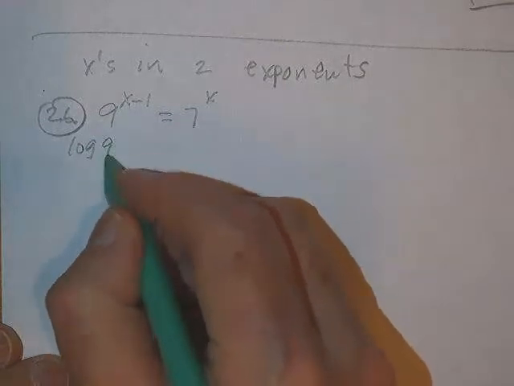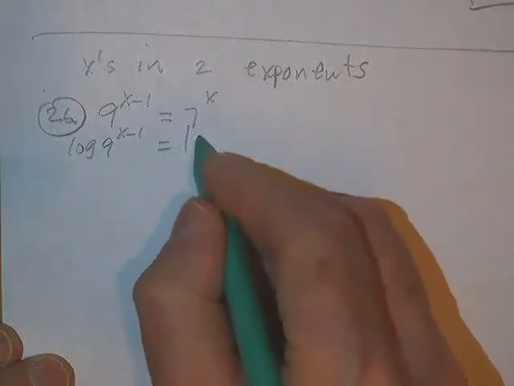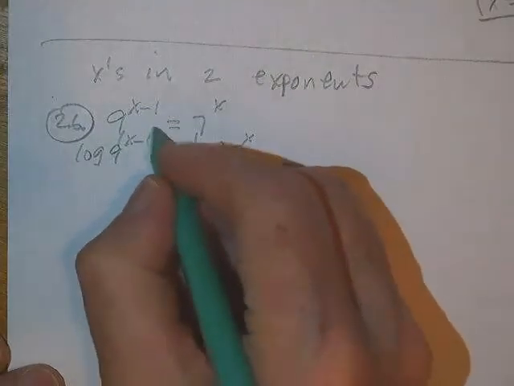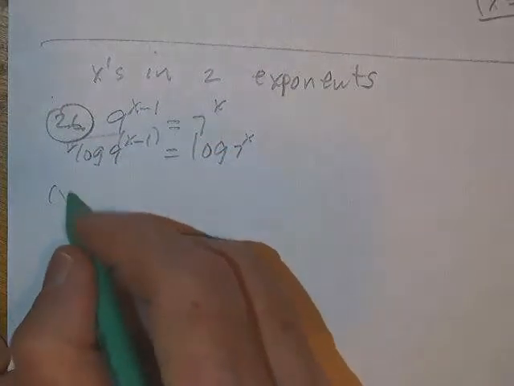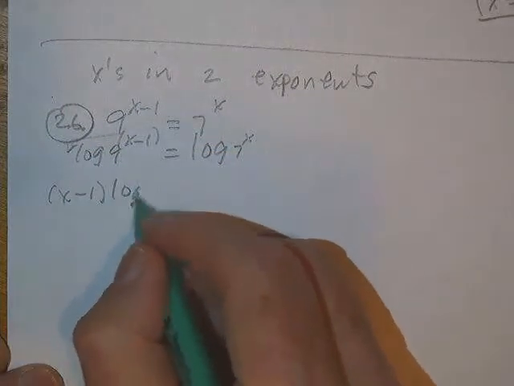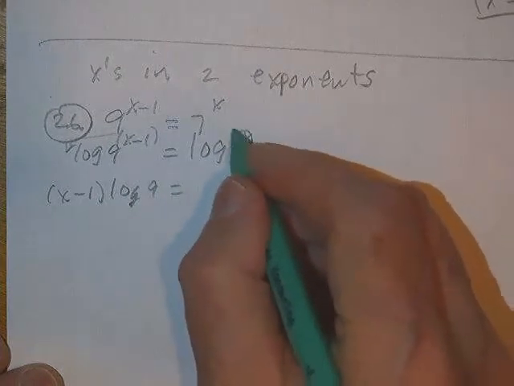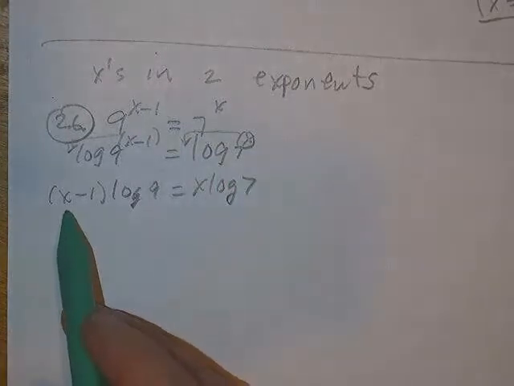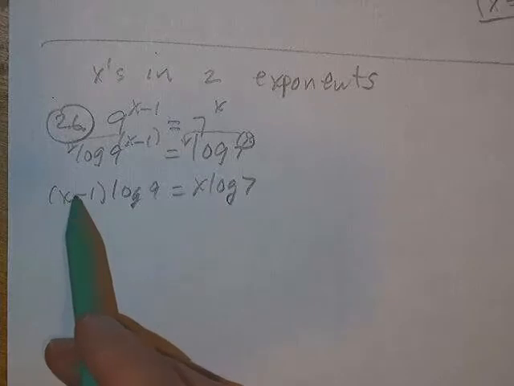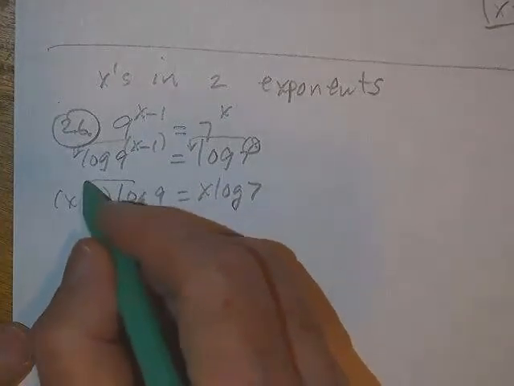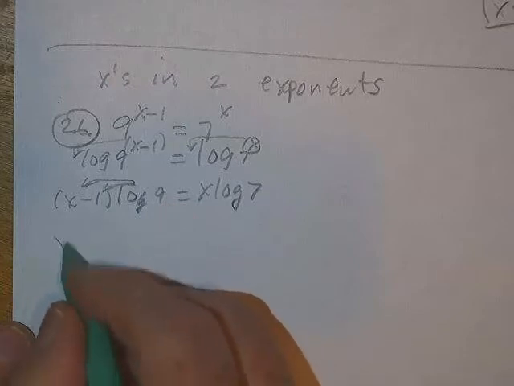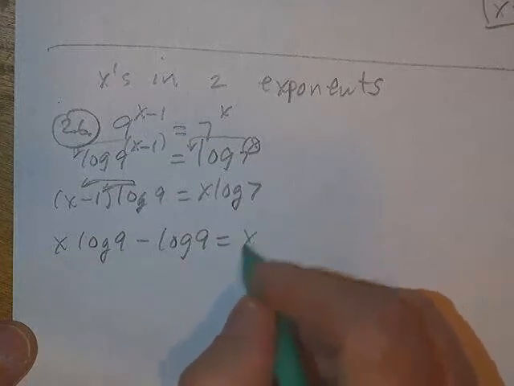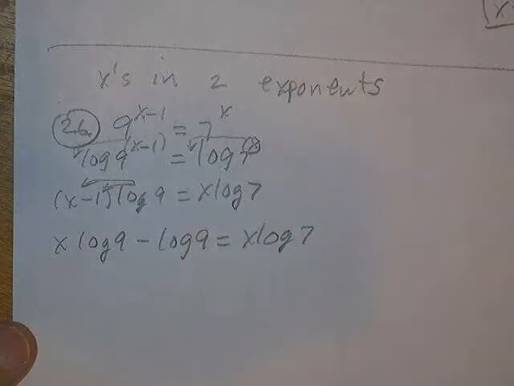So to do that, I need to take the log of both sides. And then I can take these powers down in the front. This power is going to come down here. Now, since this one had two terms, you want to put it in parentheses over here. And then on this side, we need to distribute. How about x log 9 minus log 9 equals x log 7.